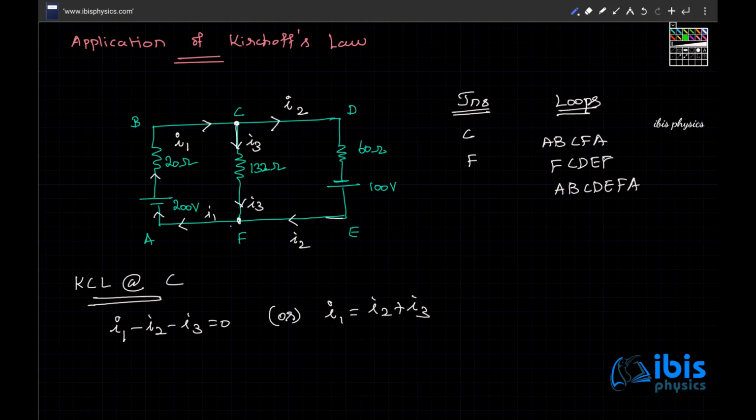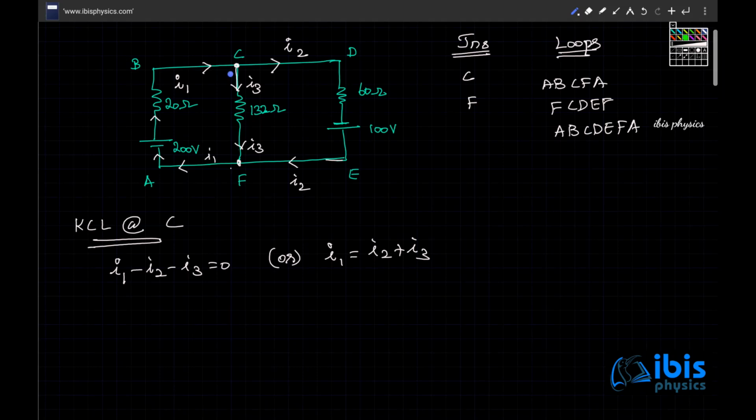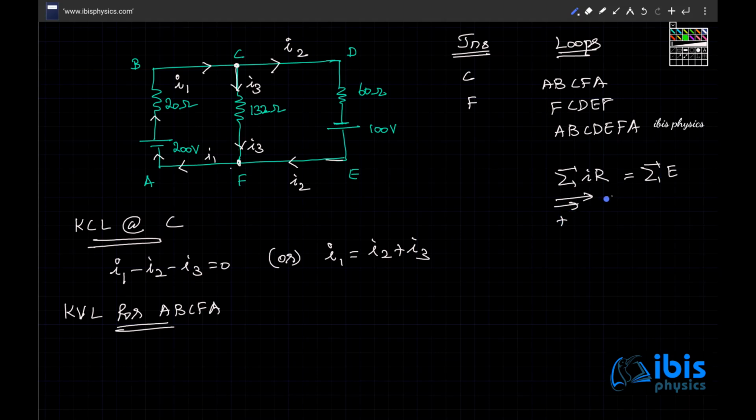This is equation one. Then look at the first loop, A, B, C, F, A, and apply Kirchhoff's voltage law. On the left hand side you write the summation of IR, and on the right hand side the summation of the battery voltages or EMFs. For IR, if the direction of travel and the current are the same, it is positive; if opposite, negative. For the battery, negative to positive is plus, and positive to negative is minus.